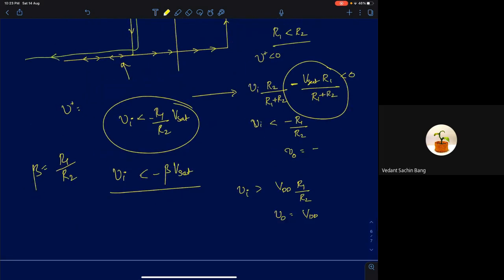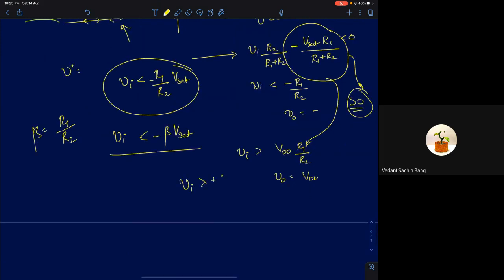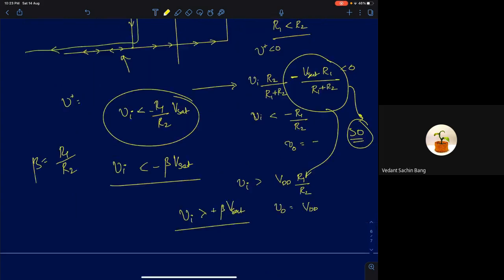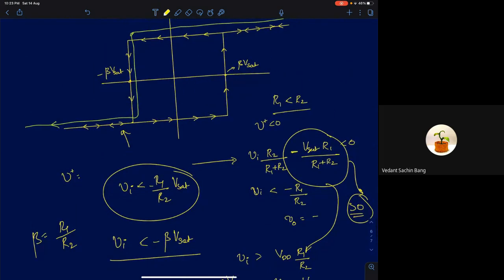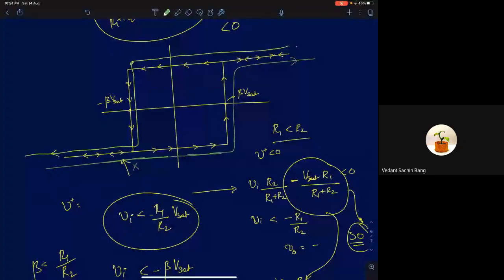So now for the output to change its sign, this voltage should become greater than 0. If you equate that condition, the point where the transition takes place is Vi greater than plus beta Vsat. If your input is greater than plus beta Vsat, at that point your output will go to plus Vsat. On the other side, as I reduce my input, the transition doesn't take place at beta Vsat. So this is how the graph looks.